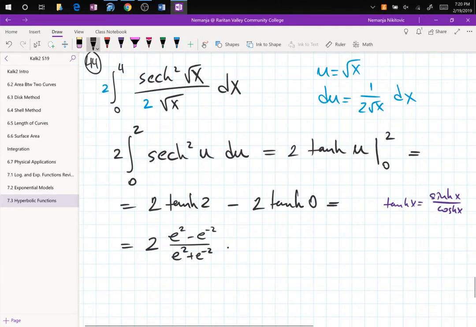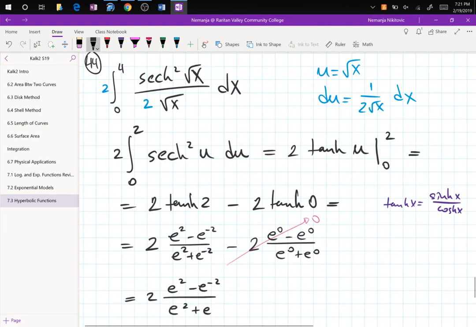Minus 2 times e to the 0 minus e to the 0 divided by e to the 0 plus e to the 0. So e to the 0 minus e to the 0, this whole term is 0 now. And that's it. We can just leave it there. You can make it nicer if you multiply by e squared, but nah, whatever.